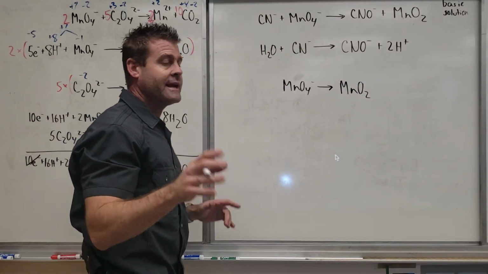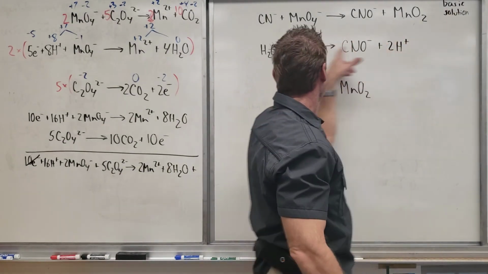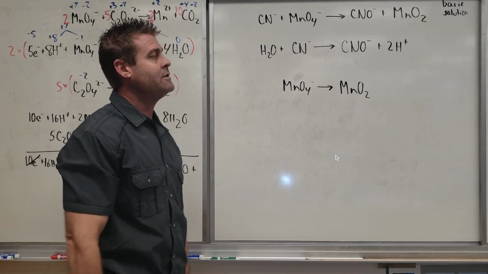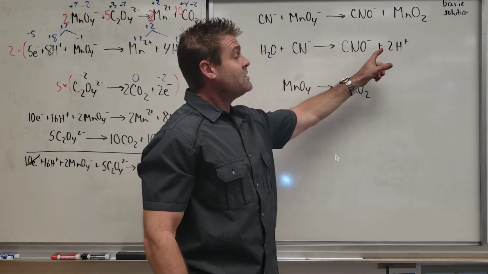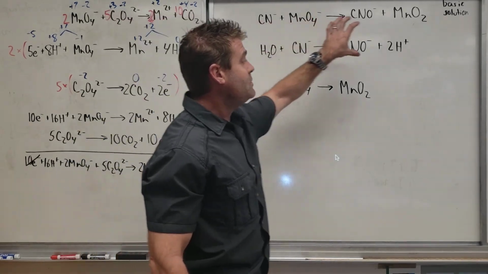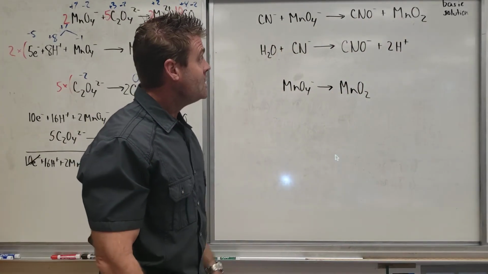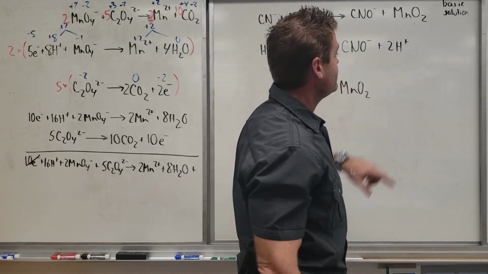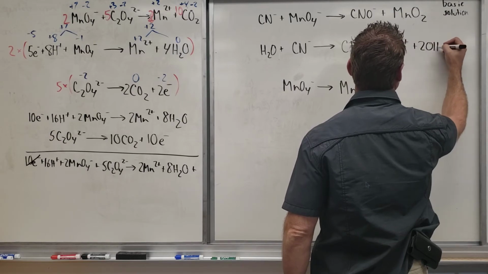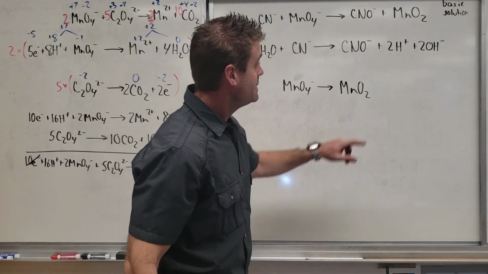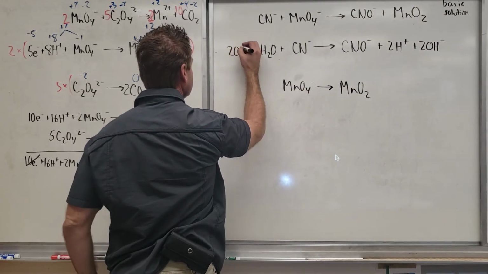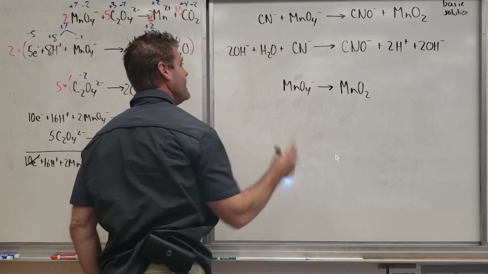But now this is where the extra step is. Notice we said it's in a basic solution, and as I'm writing it, this looks like it's taking place in an acidic solution. So here's how you do it. Without changing the reaction, as long as you do something to one side and do it to the other, you're not changing the reaction. If I have two hydrogens here, I would add 2 hydroxides. But what I do to one side, I have to do to the other side. So now it's hydroxide.